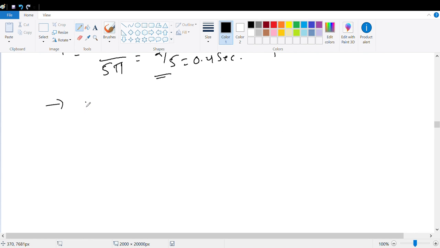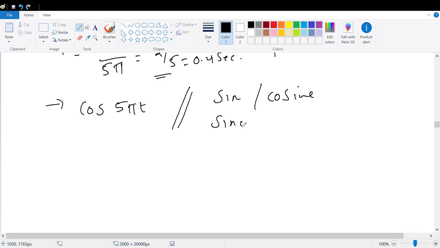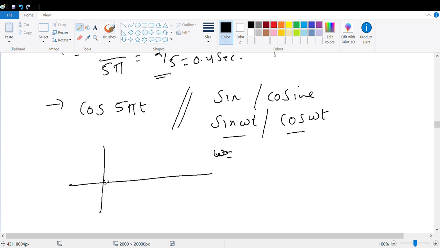Now let's take another function, like a cosine function, cosine 5 pi t. For sine or cosine, the method is the same: sine omega t, and this is also cos omega t. The frequency is the same, but these two signals are 90 degrees apart. Like this is sine and this is cosine, like this. These maxima are 90 degrees apart.